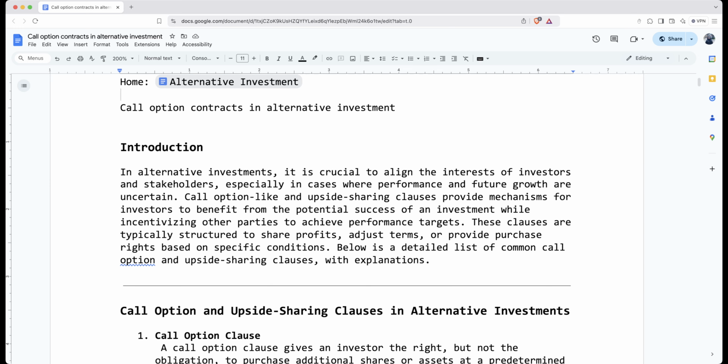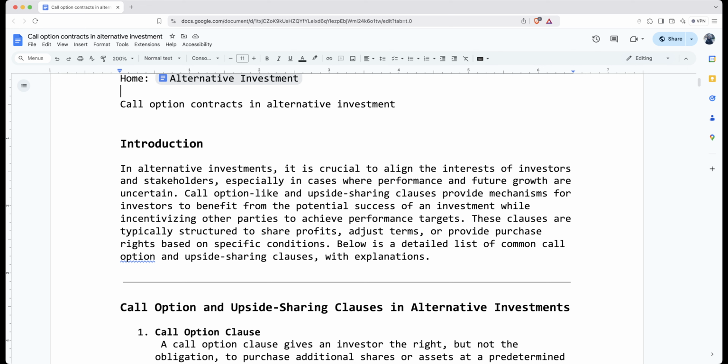Introduction. In alternative investment, it is crucial to align the interest of investor and stakeholder, especially in cases where performance and future growth are uncertain. So a call option, like an upside sharing clause, provides mechanisms for investors to benefit from the potential success of an investment while incentivizing other parties to achieve proposed targets. So these clauses are typically structured to share profit, adjust terms, or provide a purchase right based on specific conditions.